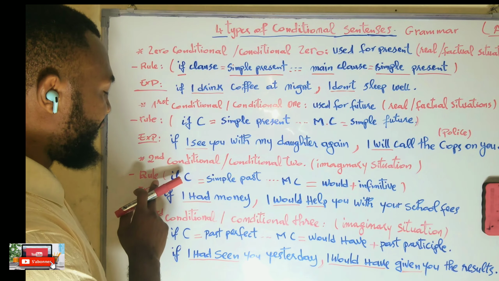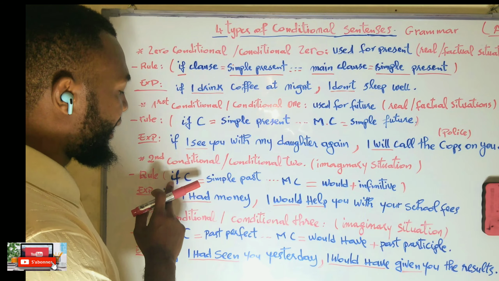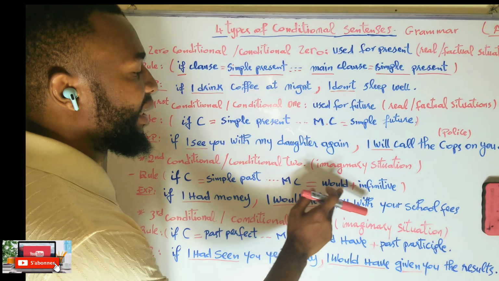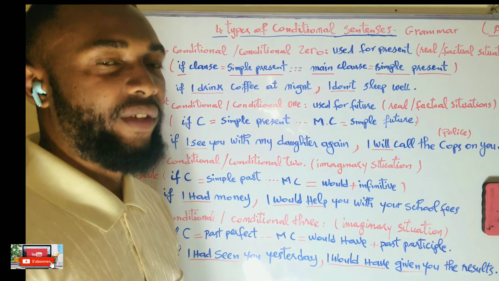Donc here we have the rule formula. If clause equals simple past, main clause equals would plus infinitive of the verb, okay?